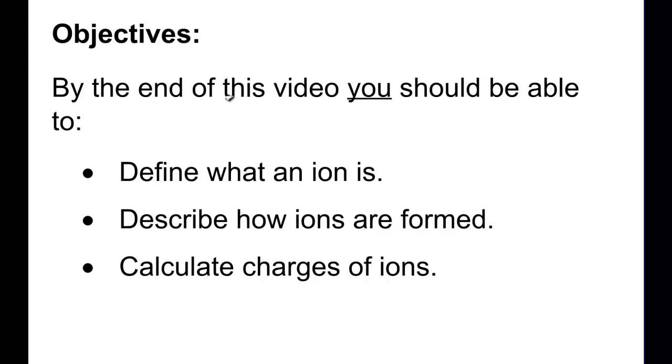Definitions are easy enough. You can memorize them, you can understand them, you can describe things, but being able to do the math, of course, just takes practice and practice and practice. So we're going to do lots of practice with these sorts of problems.